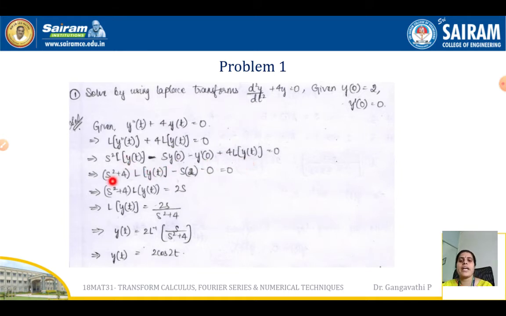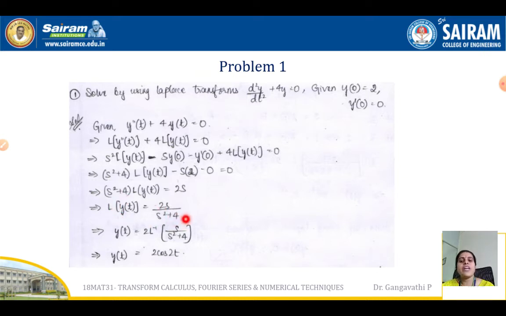So we get s square plus 4 L of y of t minus s into 2, and y dash of 0 is 0, so only this term is there. And our aim is to find Laplace transform of y of t. Keep this aside. Remaining all the terms you can transfer towards the other side so that we get 2s by s square plus 4. So this is how we had got an equation.